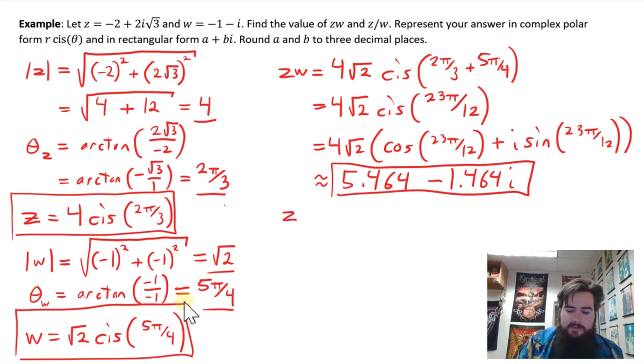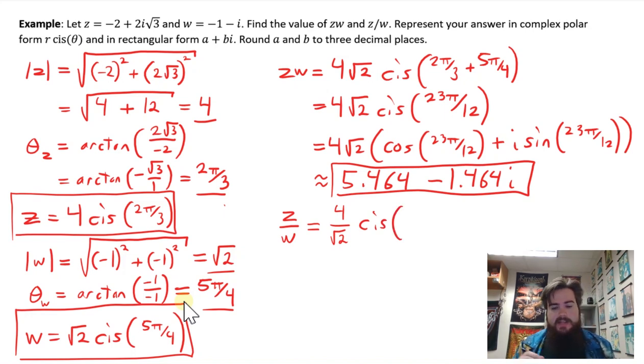z divided by w is going to work in the same way. However, instead of multiplying the moduluses, we're going to divide them. So it'll be 4 divided by the square root of 2. And instead of adding the angle measures, we're going to subtract them in that order. We're going to take the first angle measure, 2 pi over 3, and we're going to subtract the second angle measure of 5 pi over 4.